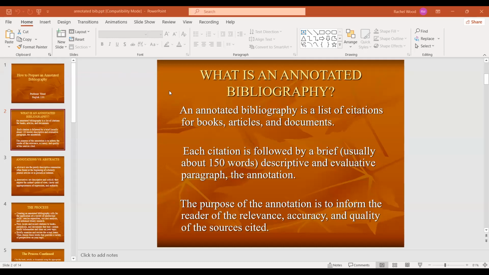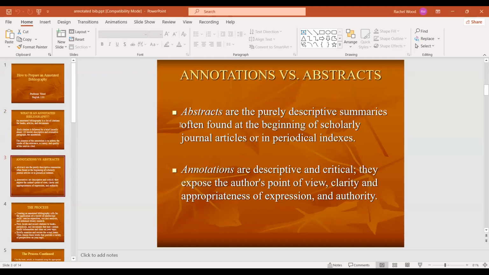Basically, you're looking at a list of citations for books, articles, and documents. Each citation is followed by a brief, usually about 100 to 150 words, descriptive and evaluative paragraph, which is your actual annotation. The purpose of this annotation is to inform the reader of the relevance, accuracy, and quality of the sources cited. So when you're doing your research and you're looking on the library, remember it has to be a scholarly academic source.